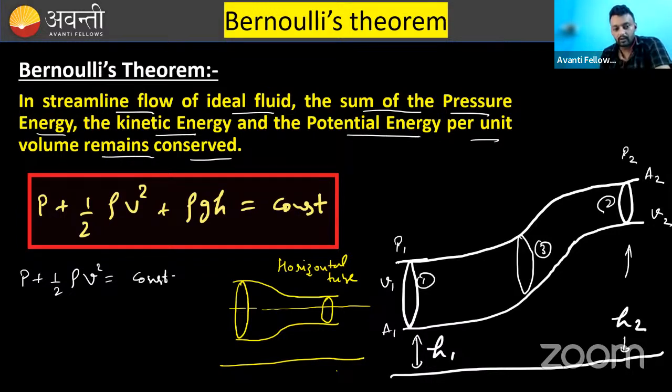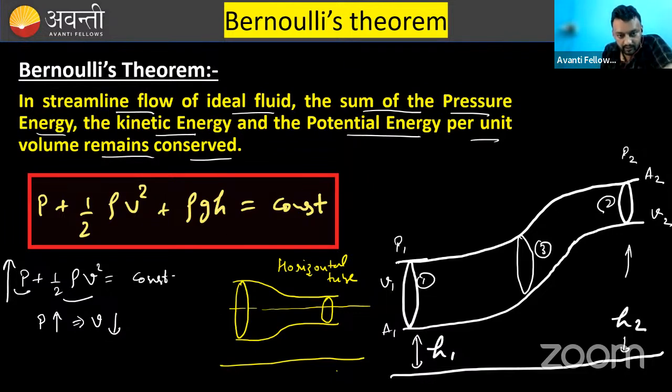Remember very carefully now. This is pressure energy. This is kinetic energy. What if I say the sum of these two quantities is constant? And if pressure is increasing, can you say that velocity will decrease? If the sum is going to be constant, and pressure is increasing, that means velocity will be decreasing. Is it clear? If pressure increases, velocity decreases.